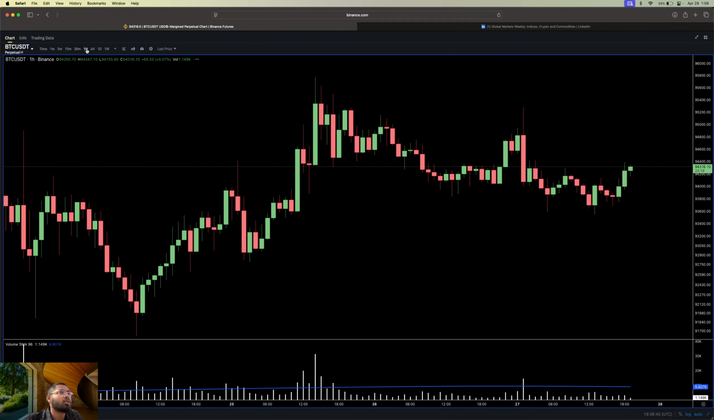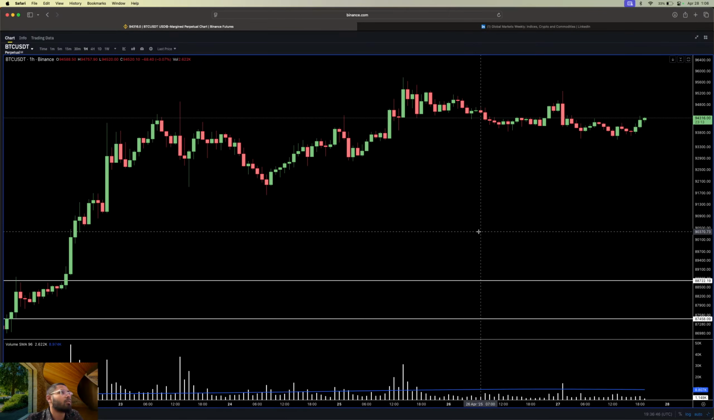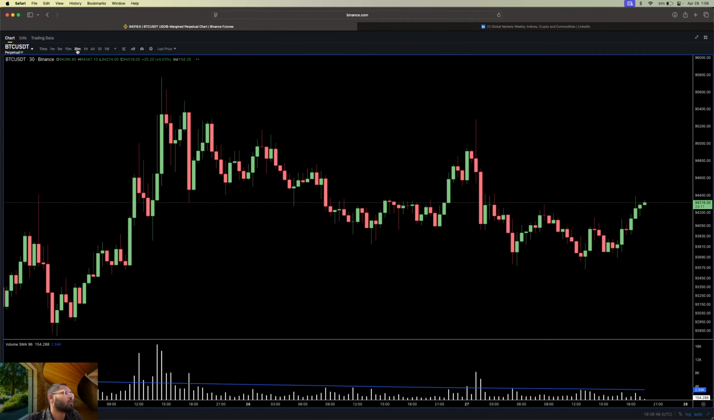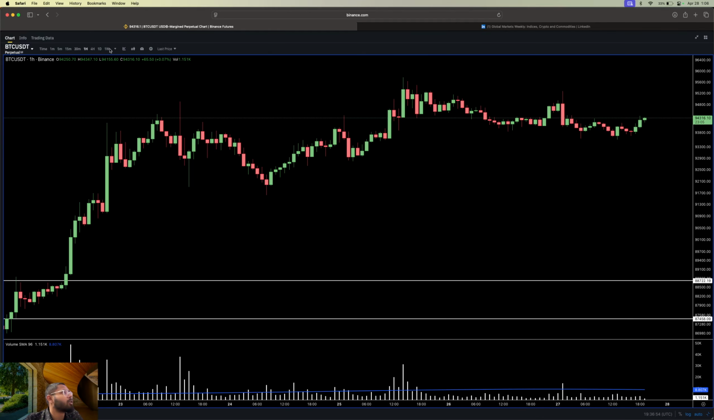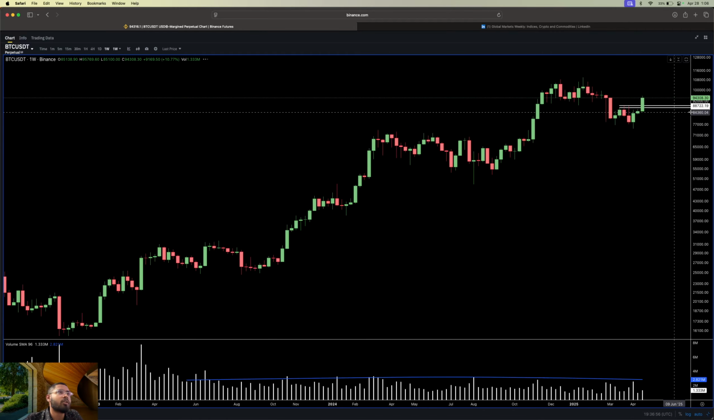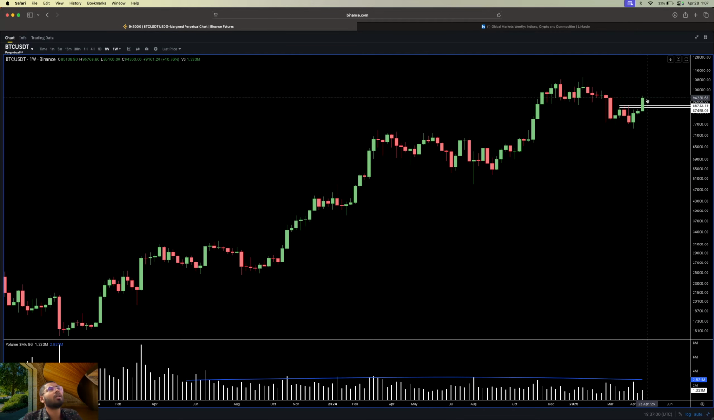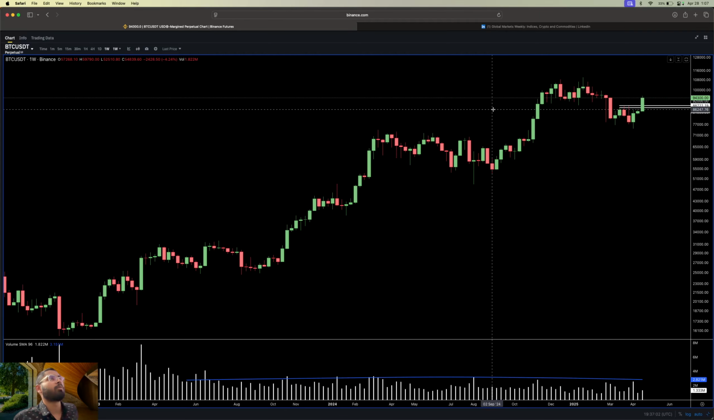Now let us see the hourly time frame. Yeah, it's showing some strength over here. Yeah, we may go up. Maybe before the weekly close of this bar, maybe a few hours are left, we might see the closing at the top.